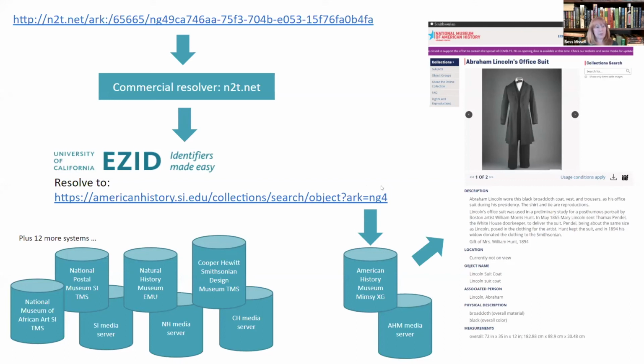If this were actually for a media resource, then it would be moving to this server and it would have a different dataset ID. This shows you just the idea that we have lots of systems and we work with TMS, the Design Museum TMS system, EMu, MIMSY XG, and for those, we also have multiple different types of installations.